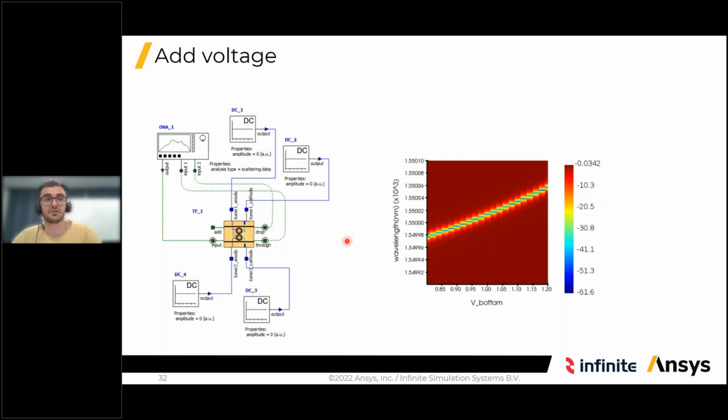Next, we are going to apply a voltage to the ring resonator, because if you apply a voltage, the resonance frequency will shift. So we do a sweep along different voltages, and in order to get a wavelength of 1550, which is what we want, we have to apply a voltage of 0.95 volts.